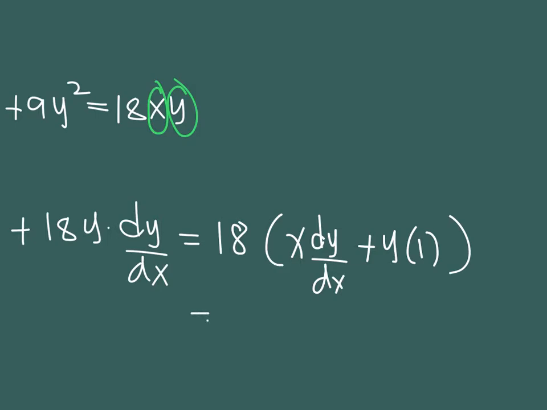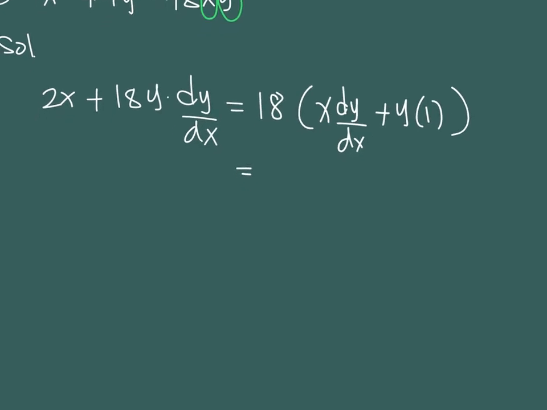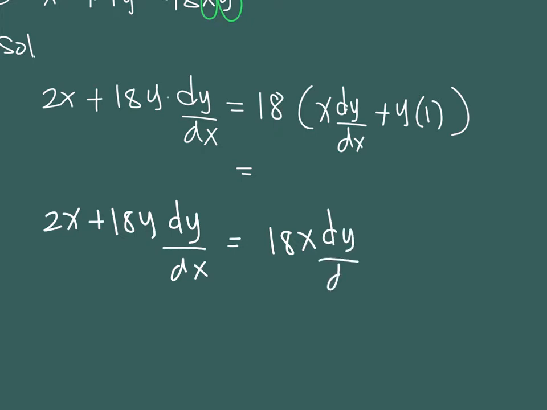And then you can now distribute the 18. So first, you just copy 2x, 18y, dy over dx. And then 18 goes to x dy over dx. 18 goes to y, which is 18y.